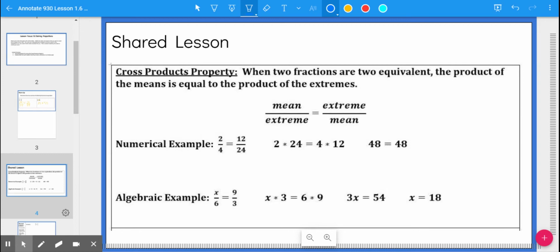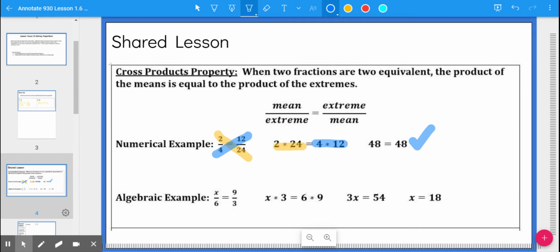A numerical example, which is one of the ones that we did in our warm-up, is we have 2/4 is equal to 12/24. Again, you can find the product of the means, which is 2 times 24, is equal to the product of the extremes, which is 4 times 12. And 2 times 24 is 48. 4 times 12 is 48. So that works.